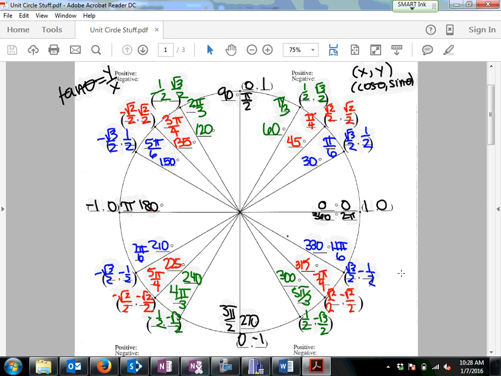Chuck Norris can't even divide by 0. I don't think so. It makes a black hole.